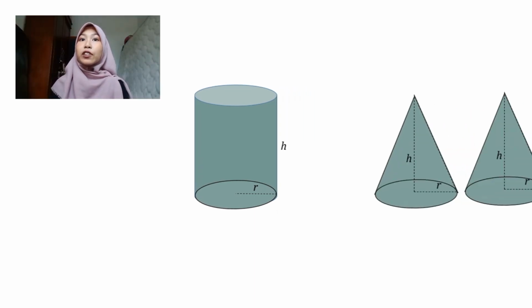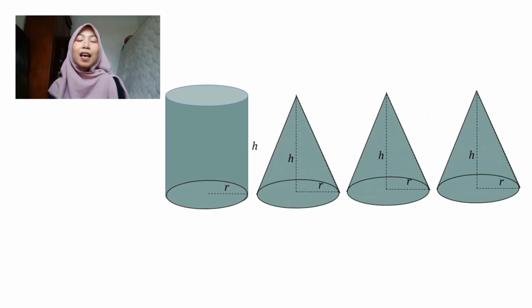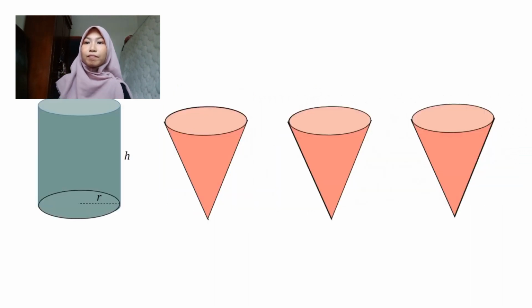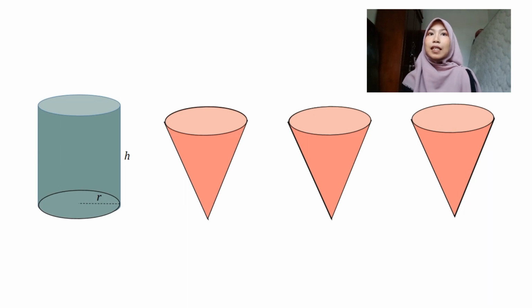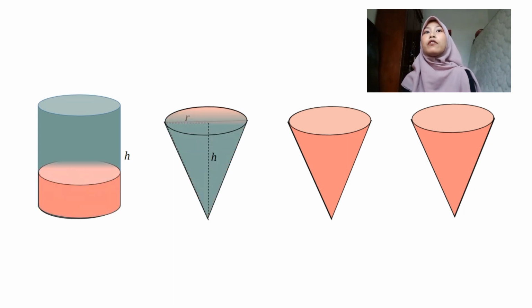Here we have a cylinder and three cones. The height and the diameter of the cylinder and those three cones are the same. To prove the formula, I want to try to fill up the cylinder using the same volume of each cone. So let's get started. See here, if I fill up the cylinder with this cone's volume, it will be the same as the one-third part of the cylinder. What if I add more?